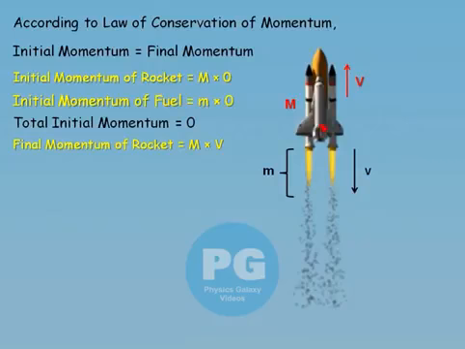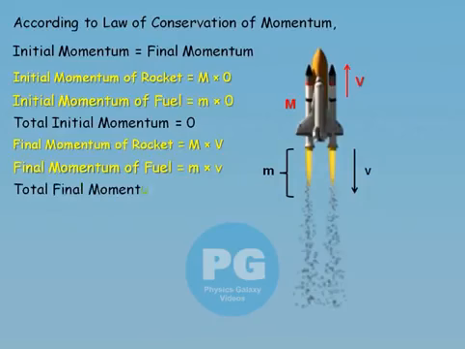Now, the final momentum of the rocket when the velocity capital V is acquired by the rocket: we can say it is mass into final velocity of the rocket, that is capital M into capital V. For the final momentum of the fuel, the mass of the fuel is small m and the velocity is small v, so the final momentum of the fuel can be given as mv. The total final momentum of the system is given by the sum of the final momentum of the rocket and the final momentum of the fuel, so the total final momentum is equal to MV plus small mv.